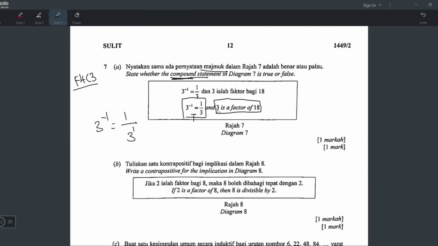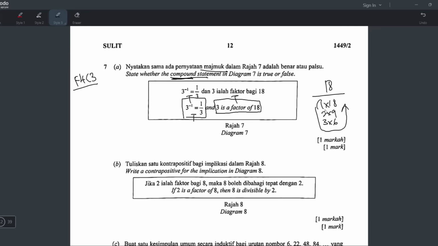So this is true. Okay, the next one, 3 is a factor of 18. Is this true? Yes. 3 is a factor of 18. This is true also. What is a factor, guys? When we want to list down the factors of 18, it means we have to think about what number times what number gives us 18. So we have 1 times 18, 2 times 9, 3 times 6, and then 4 tak ada, 5 tak ada, 6 times 3 and 3 times 6 sudah sama lah.